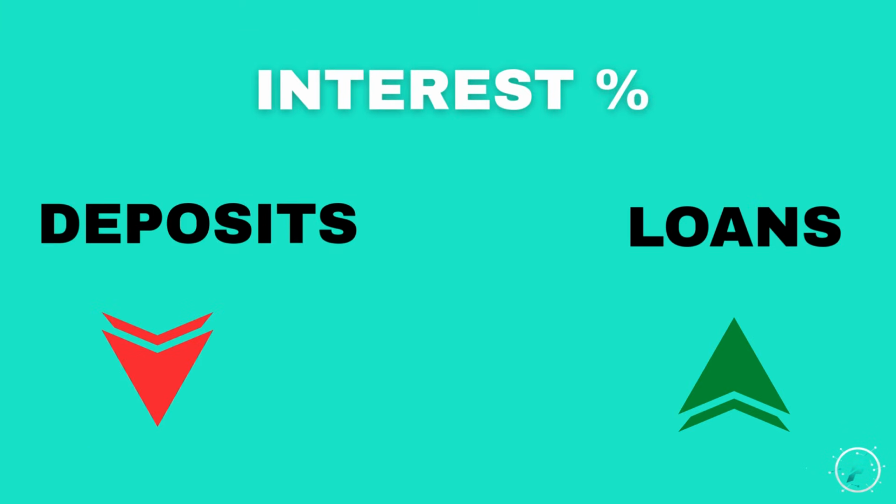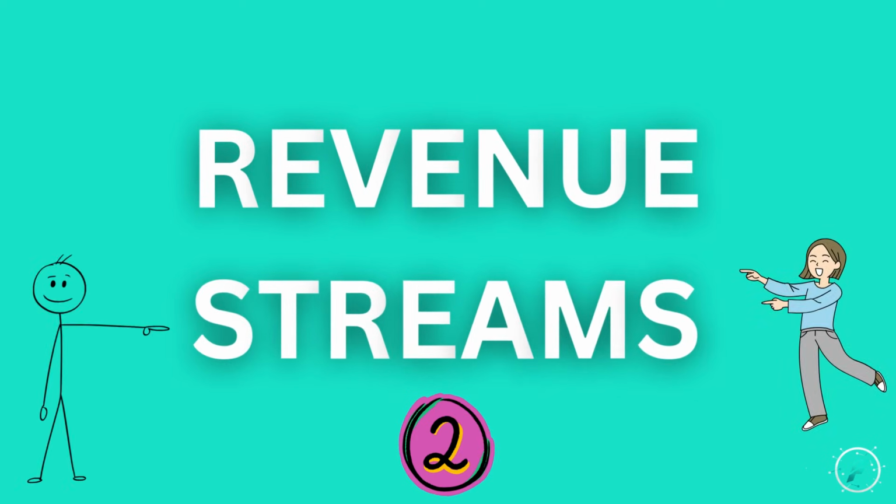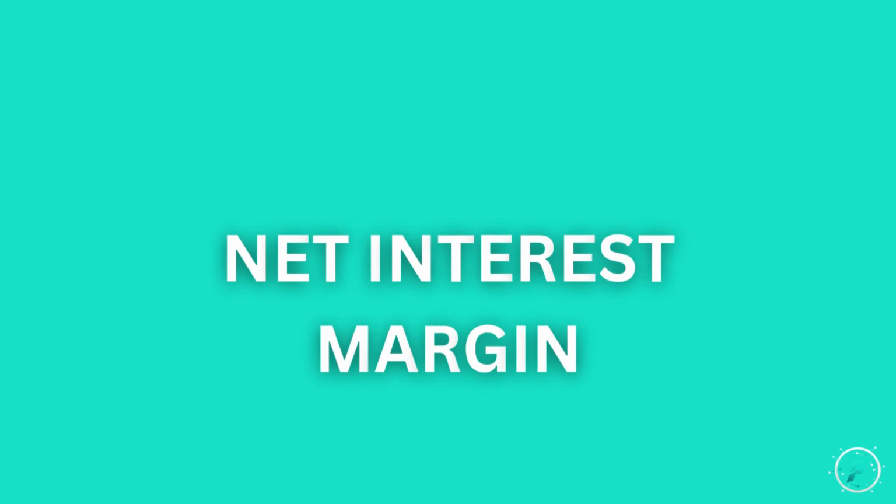The genius of the model is that the interest rate the bank charges on loans is significantly higher than the interest rate it pays on their deposits. As it relates to their primary revenue stream, this is called net interest margin. The most significant way for banks to earn money is through the net interest margin, NIM.